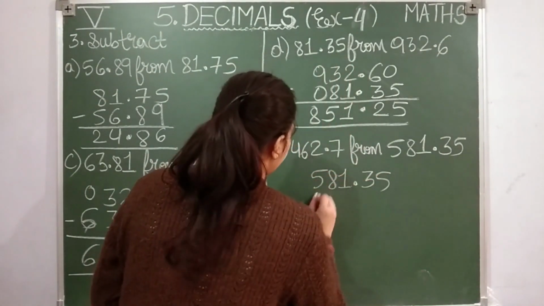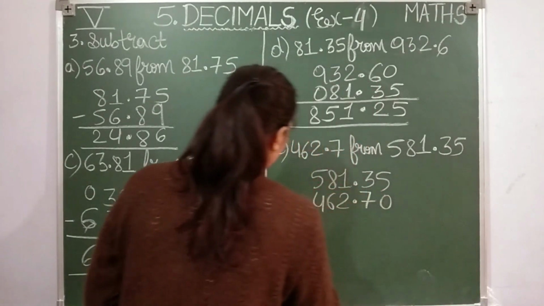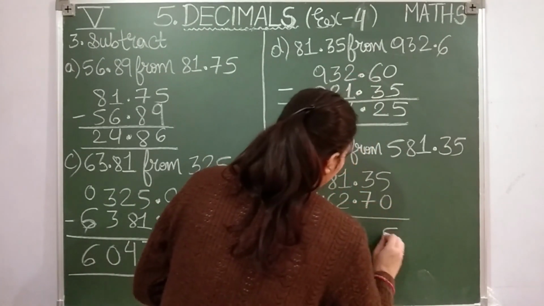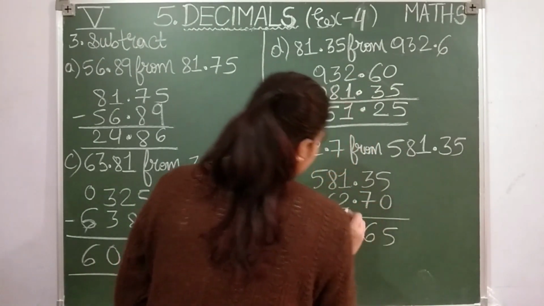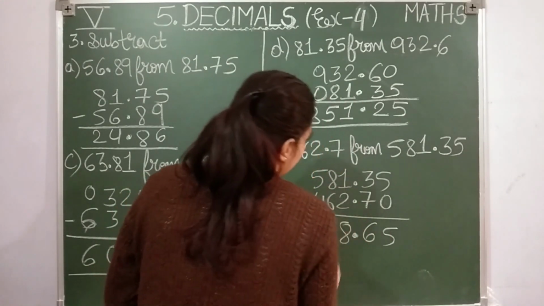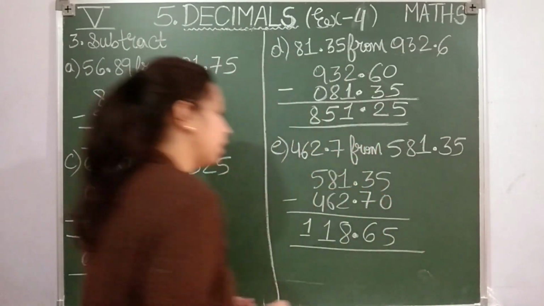Last one, 581.35. Then 462.70. Then subtract 5. Then 13 minus 7 will get 6. 10 minus 2, 8. 7 minus 6, 1. 5 minus 4, 1. 118.